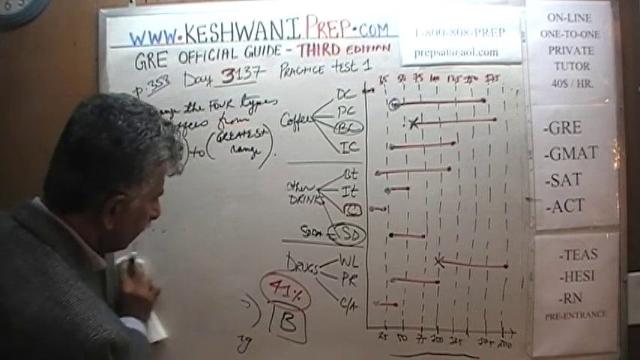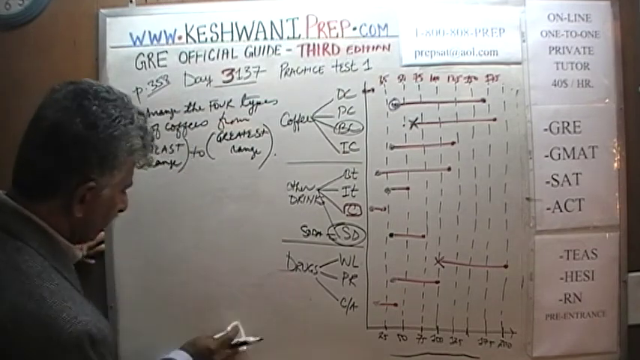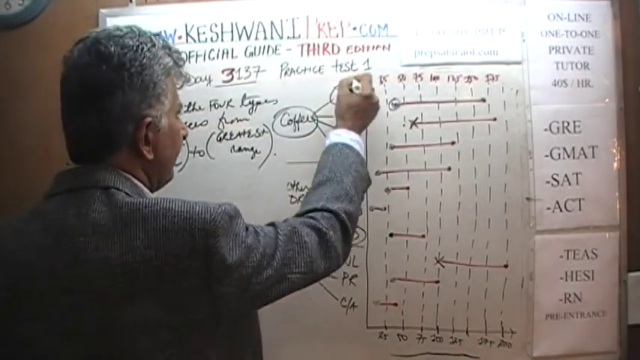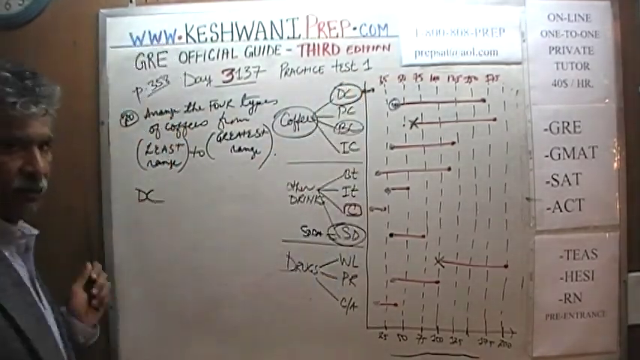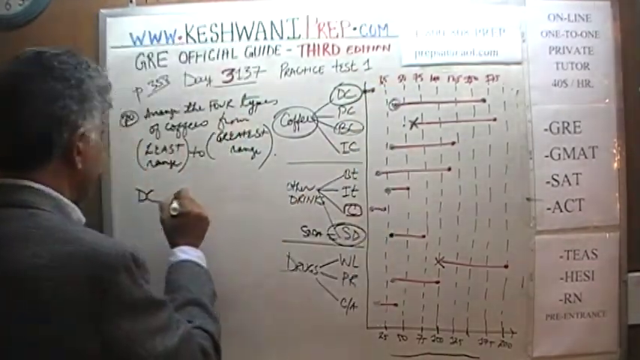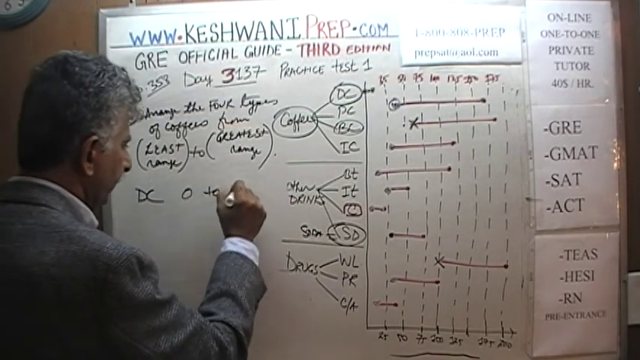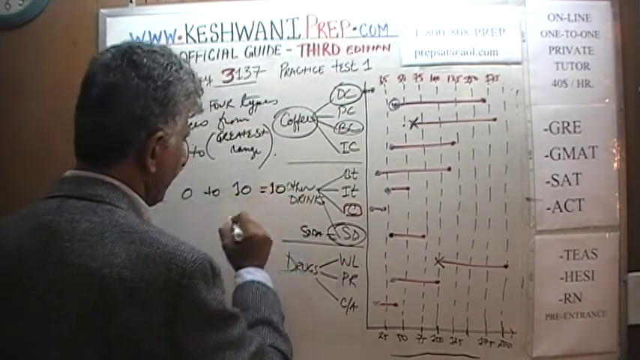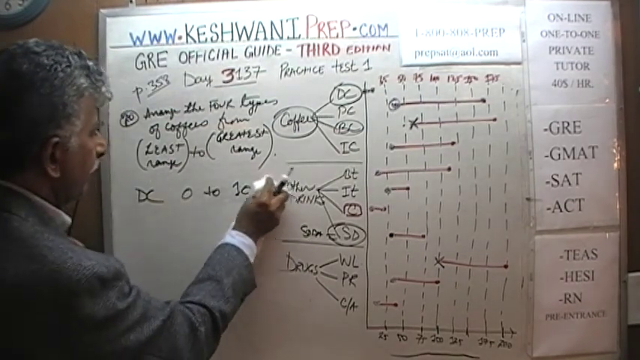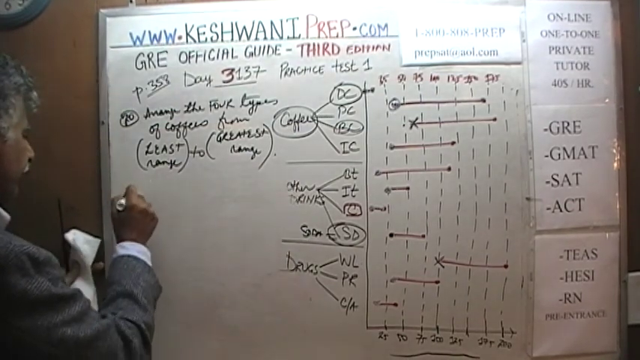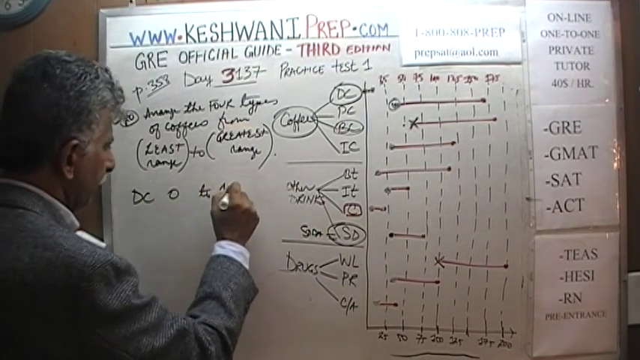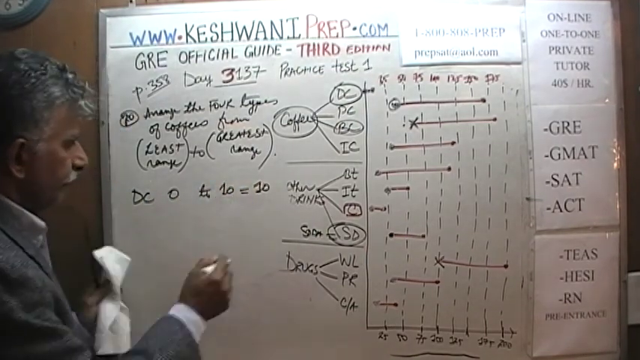That shouldn't take that long. That shouldn't be too bad. So here are the four coffees. Decaffeinated coffee, the range is very small, as you can see. It starts at about 0 and goes up to about 10. So it goes from 0 to 10, which is going to give us 10.